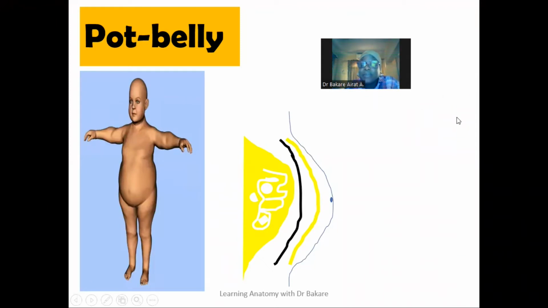Welcome. Let's look at pot belly, the causes of pot belly, some diseases that have been linked to it, and also possible ways of reducing the pot belly. Pot belly is caused by excess belly fat.